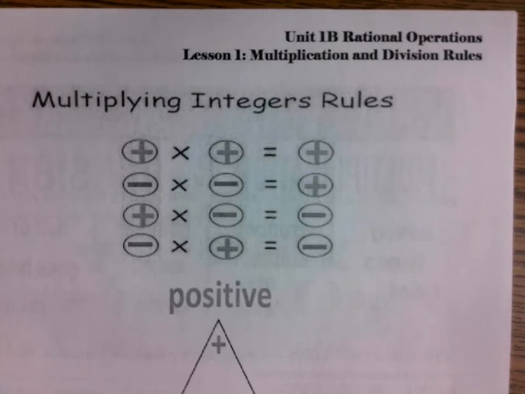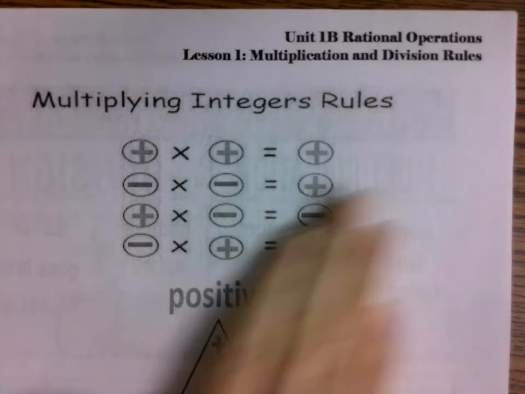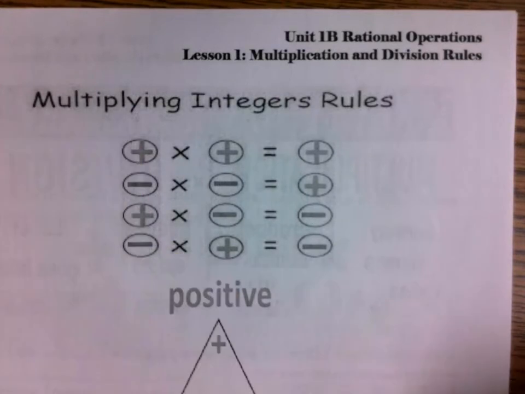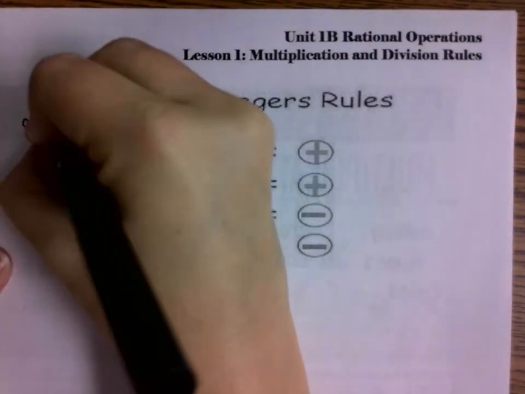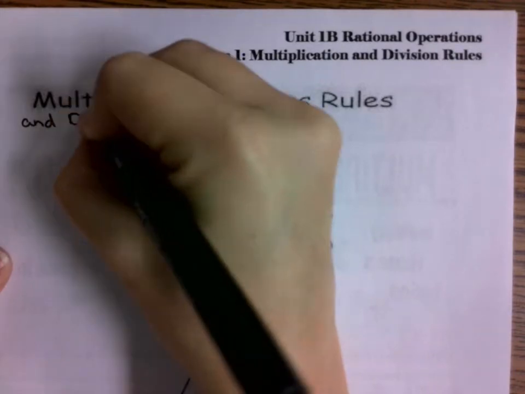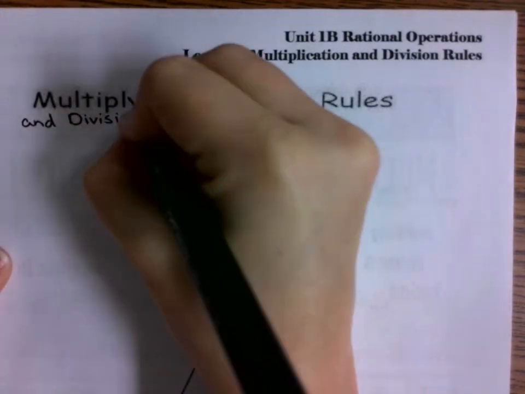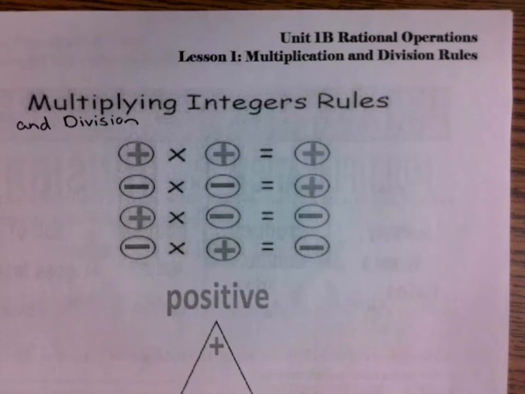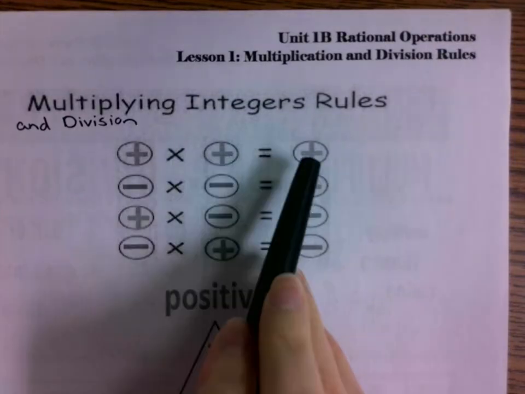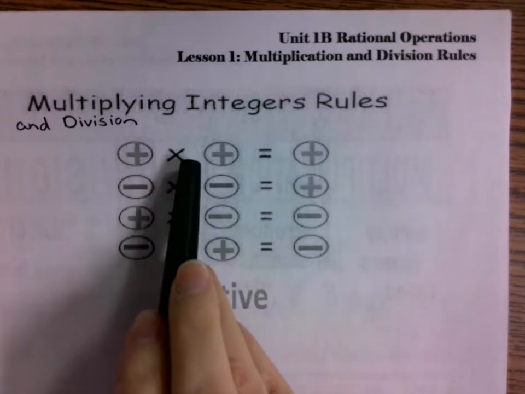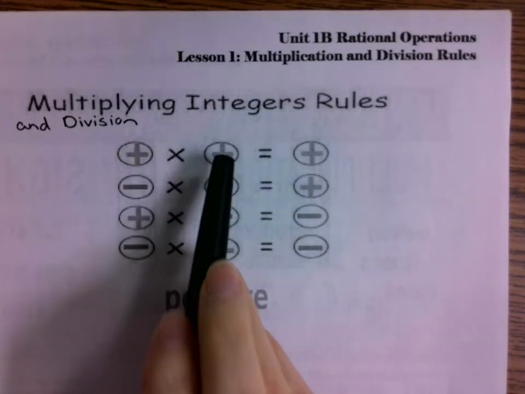We're going to cover the multiplication. Really, this should say multiplication and division. So if you could write that below here, multiplication and division rules. This applies to both multiplying and dividing. That if you have a positive and you're multiplying it by a positive, it will equal a positive. Same thing if you have a positive and you're dividing it by a positive, it's going to equal a positive. So this is multiplication or division.